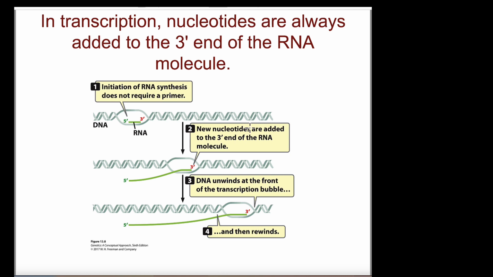All right, so here you have the initiation of RNA synthesis. It does not require a primer like we saw in replication. The new nucleotides are added to the 3' end of the RNA molecule, and as DNA continues to unwind at the front of the transcription bubble, you're going to have the RNA strand that is being synthesized, okay? And then it rewinds as it is completed. So as this portion of the DNA has been used as a template and the bubble keeps moving, the portion will just rewind itself.